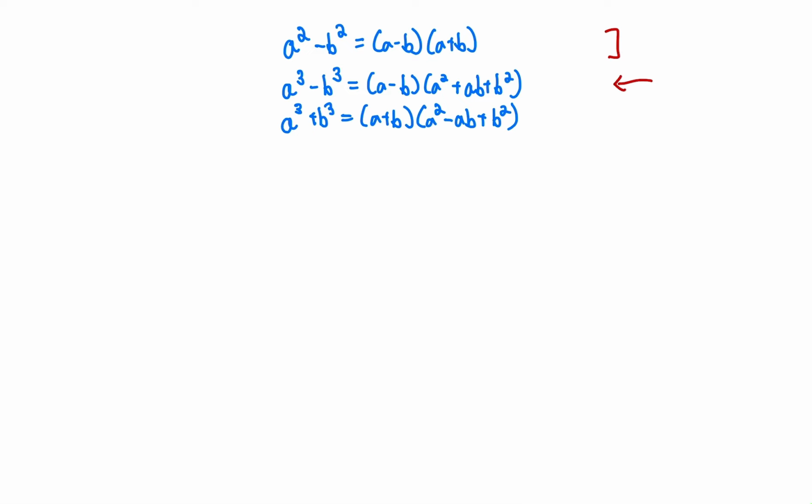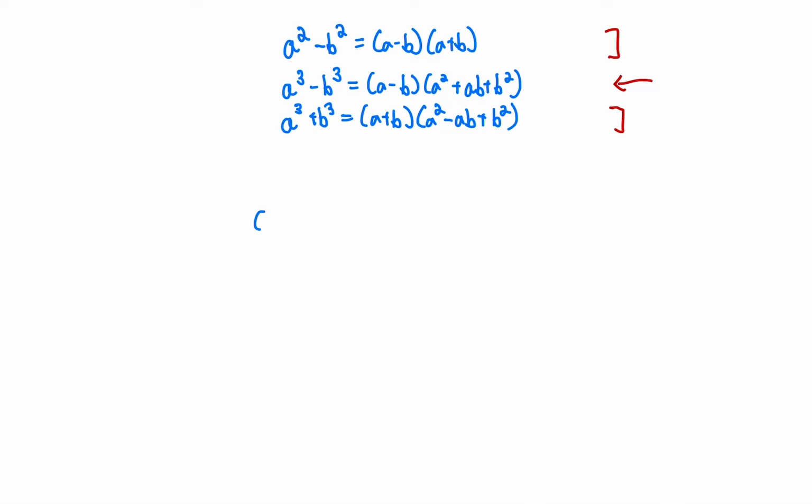And a cubed plus b cubed is equal to a plus b times a squared minus ab plus b squared. And these can be easily verified by expanding it out. And remembering these formulas is crucial for scoring well on the AMCs. So let's see an example.